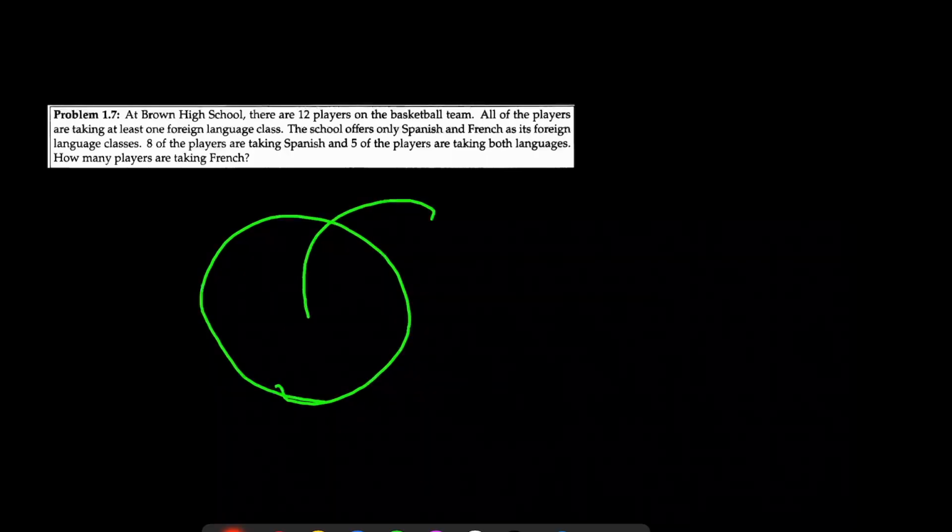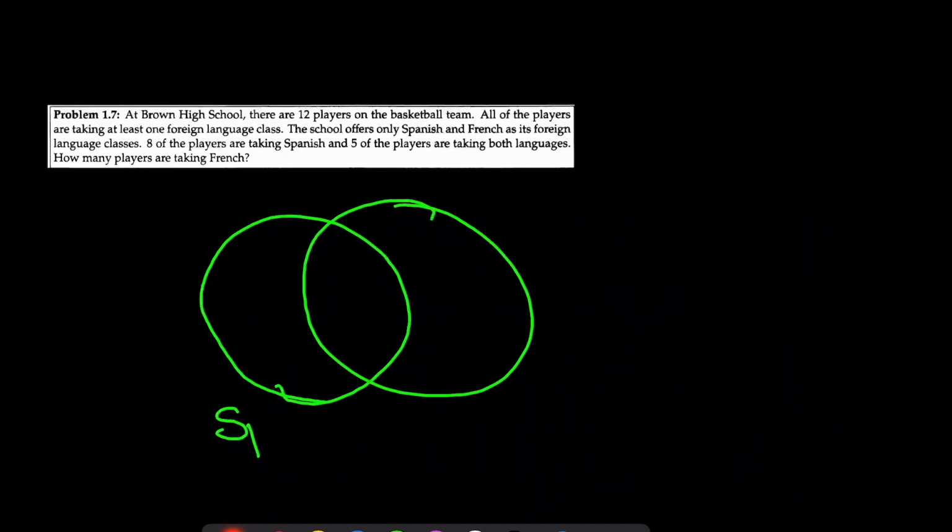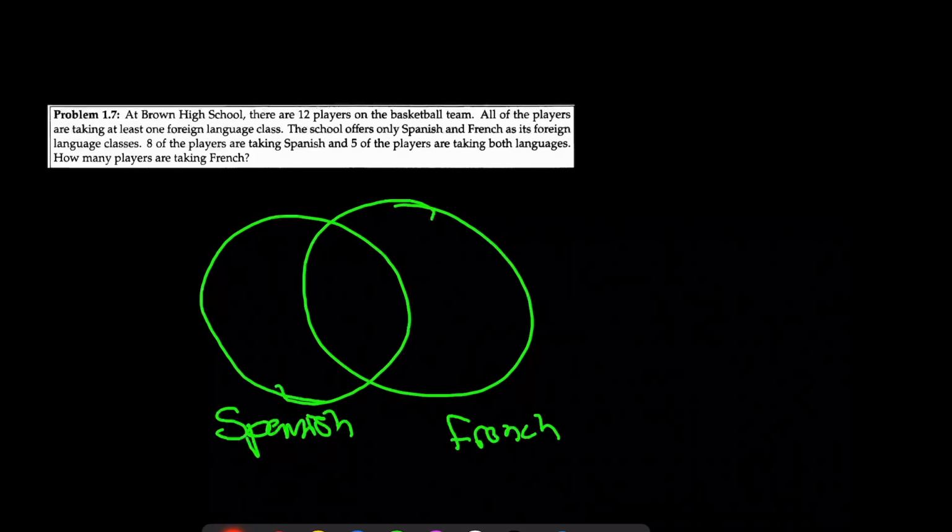So, how do we start this? Well, let's think of a Venn diagram. A Venn diagram is a really helpful tool for counting. It looks something like this. Let's call this side Spanish, this side French, and the middle is both. I'm not going to write that. So there are 12 players total. Okay?